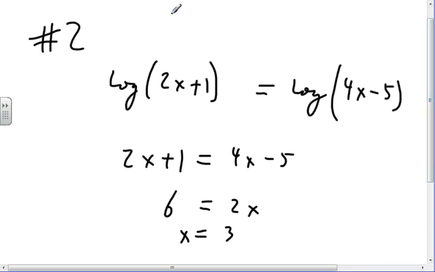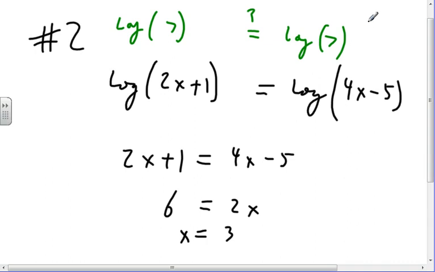All right, check our work. Is the log of 7 equal to the log of 7? Yes, it is. Oh, must be right. Because I'm in section 9-7, I remember that if the two logs are equal and I have the same base, then the two, what are those things called? Arguments. The two arguments have to be equal as well.